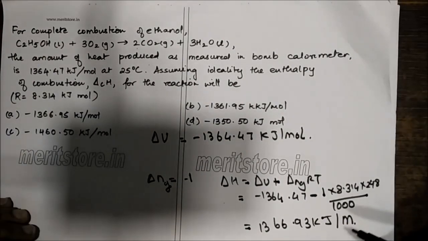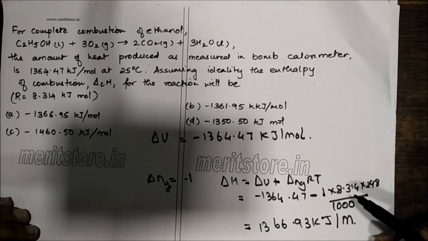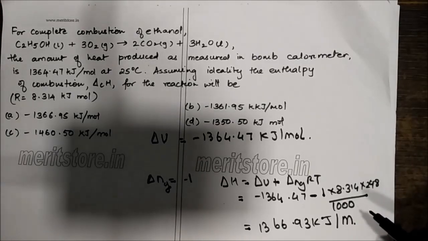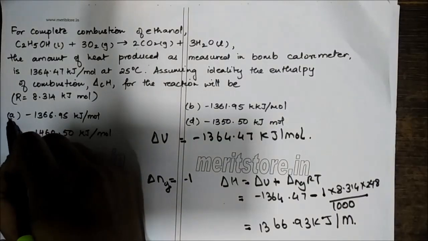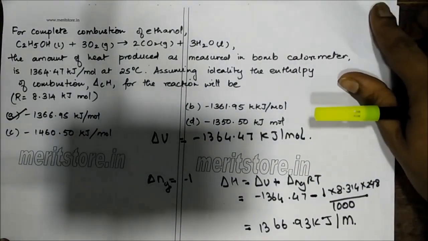See, where is this 1000 coming from? The value of R is 8.314 into 10 raised to minus 3, so that is coming in the denominator as 10 raised to 3, giving kilojoules per mole. Alright. So my correct answer is minus 1366.93.